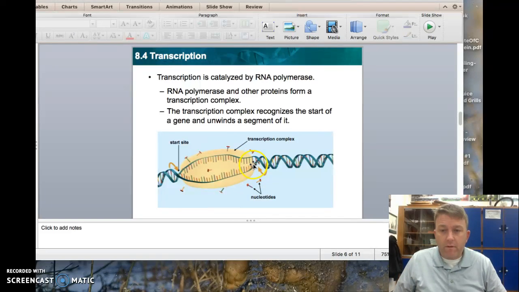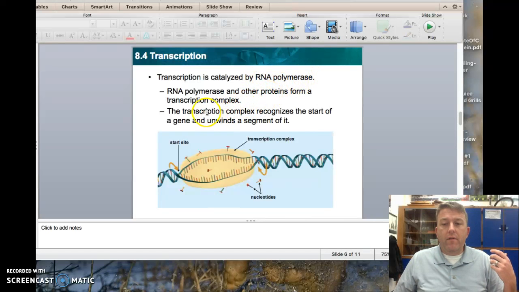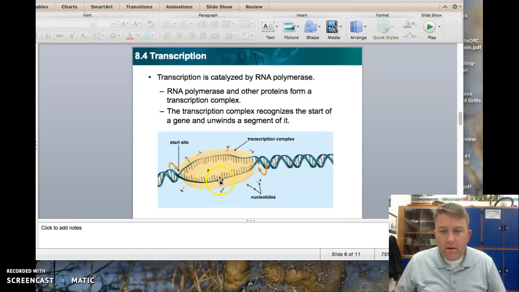You still have primase coming down, but instead of DNA polymerase, as in replication, we're going to have RNA polymerase. RNA polymerase is the one that reads the DNA code and then attaches the appropriate RNA nucleotides. As I said, it recognizes the gene that it needs and unwinds it with helicase.